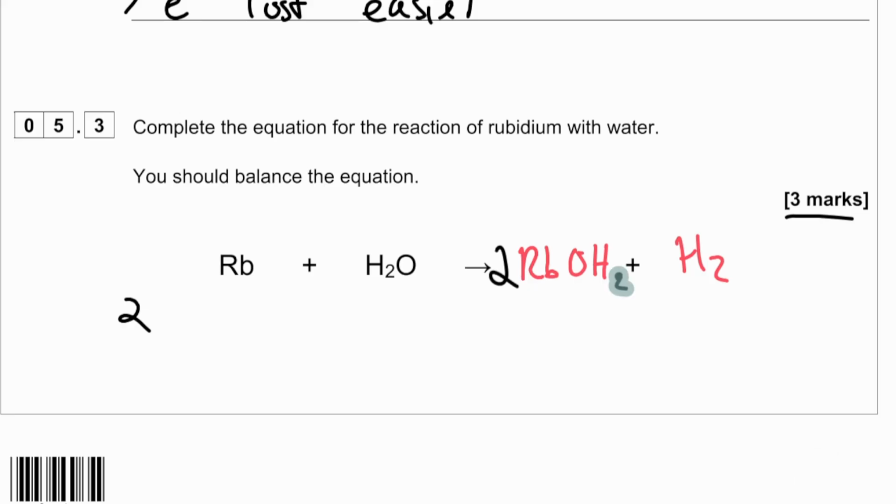You can only put a number in front. So now you've got 2 hydrogens from here, 2 hydrogens from here on the right hand side. You've got 4 hydrogens. So therefore, to balance it, we can put a 2 in front of our water, our H2O. We'll have 4 hydrogens on the left hand side as well, like that.